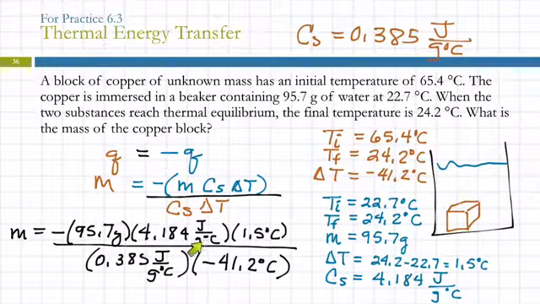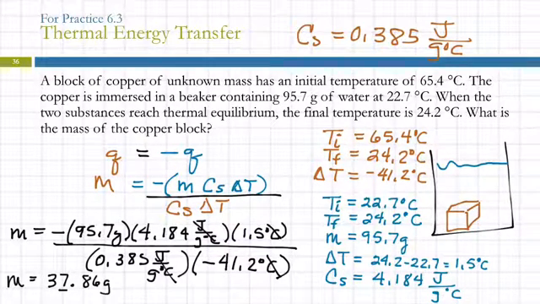Units work out. I've got joules per gram degrees Celsius up here and down here, so I can cancel those out. I've got degrees Celsius and degrees Celsius, those cancel out. And I'm left with grams, a unit of mass, which is awesome because I'm trying to find a mass. So I've got negative 95.7 times 4.184 times 1.5 divided by 0.385 divided by negative 41.2. My mass equals, how many sig figs should this have? Two, because of that 1.5. So 37.86 grams, which we would round to 38 grams. Hiding down there at the bottom.